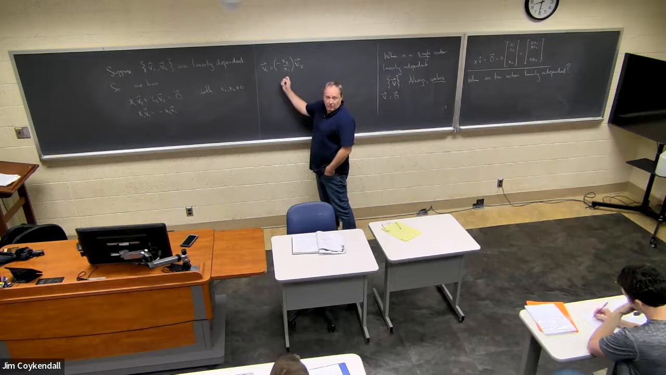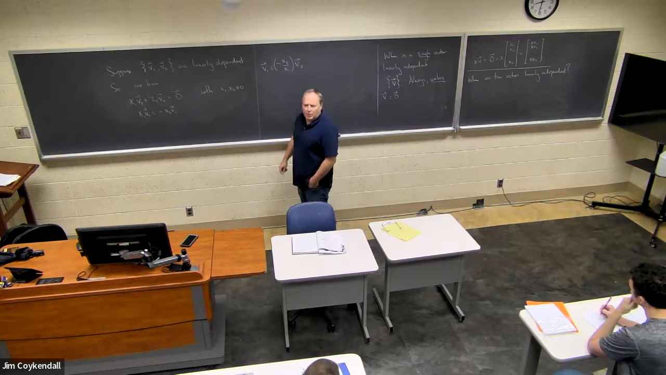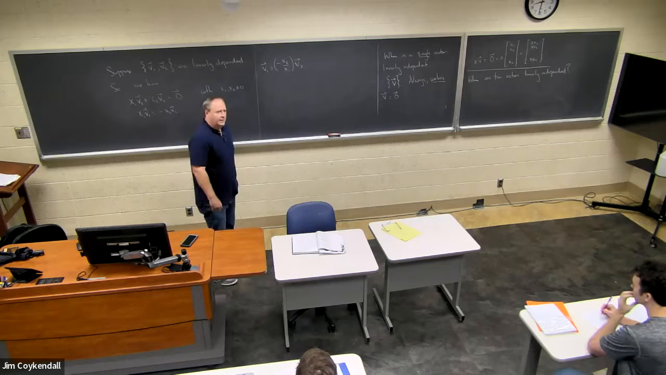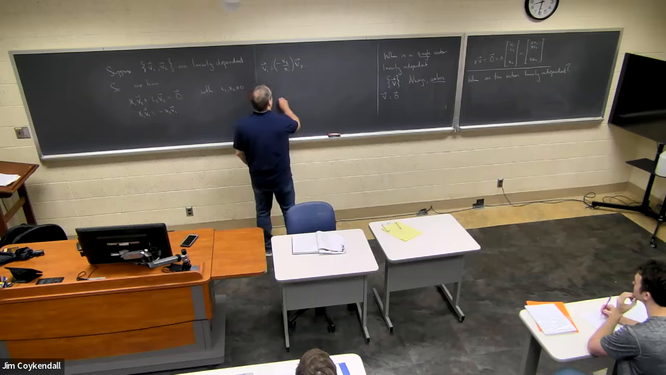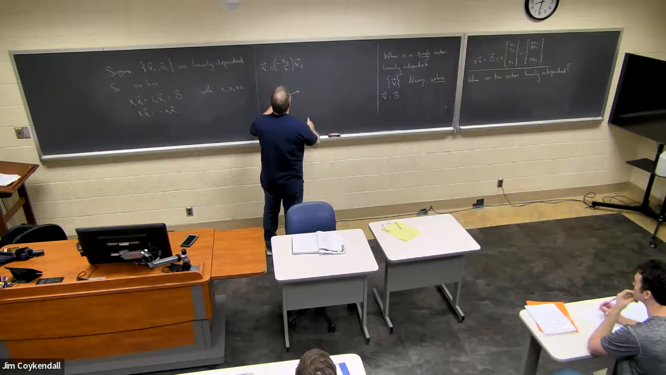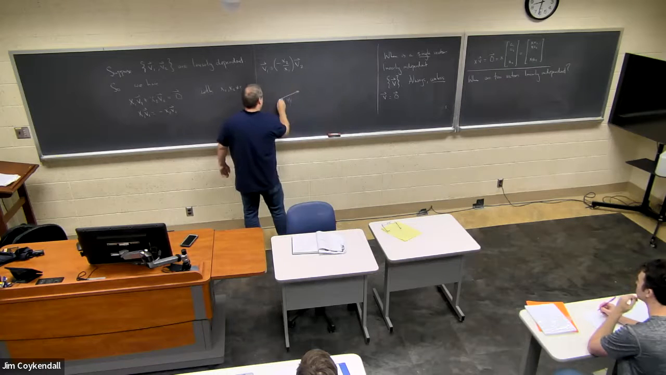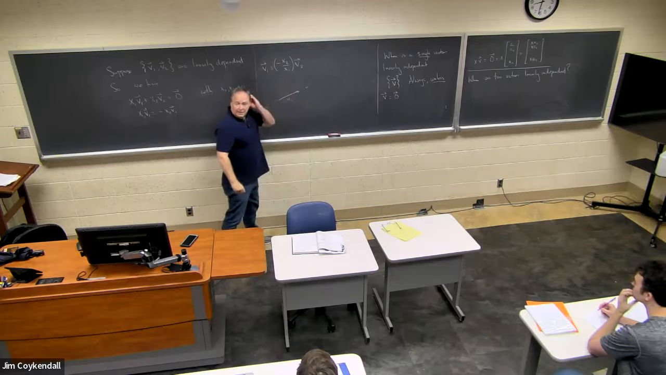Everybody okay with that? b1 is a multiple of b2. And what does that mean geometrically? One vector is a multiple of the other? It means they're on the same line. So if, for example, b2 is this, then b1 is a multiple of this, so it stretches it, or maybe it goes in the other direction, but these two vectors are on the same line.